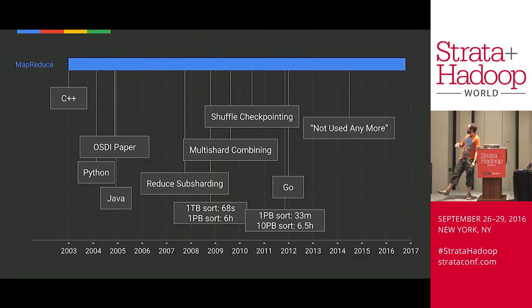Timeline-wise, the C++ version of MapReduce appeared first in 2003. Python and Java happened not too much longer after. The OSDI paper came out in 2004, I think. And then everything else on here, I guess Go came later too, so there's another API thing. Down at the bottom I have a couple of sort benchmarks.